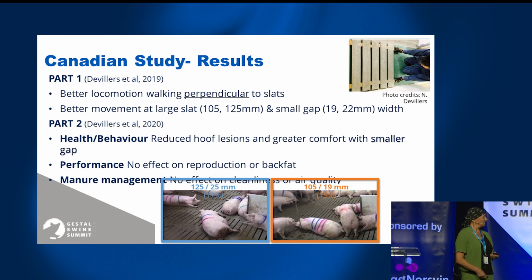Unfortunately, at Prairie Swine Center, we've got over an inch gap width, and that's been an ongoing issue for our gestation herd. In the part 2 study, they found reduced hoof lesions and greater comfort, with normal lying behavior, with a smaller gap width. And no effect on reproduction or back fat. But again, it was a small number of sows over 2 parities, so you need higher numbers to actually see good differences here. And again, no impact on manure management, another consideration for cleanliness and air quality.